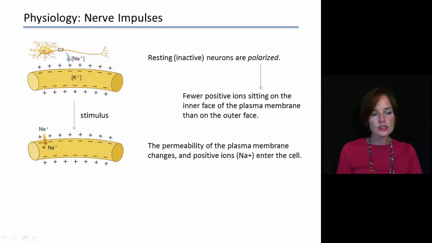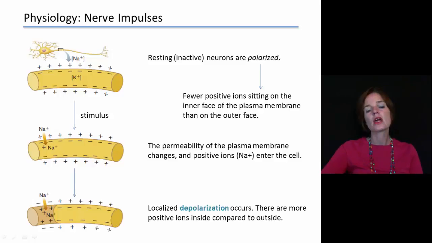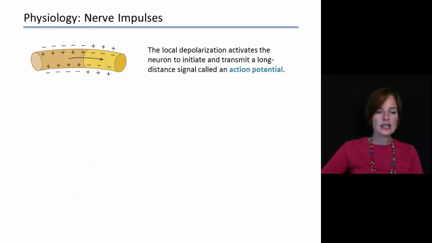So they're going to start to enter the cytoplasm, and we can see that happening on the end of the axon here in this image. And when this happens, we get localized depolarization. So by localized depolarization, we start to see an evening out of the charges. There are going to now be more positive ions inside compared to what we have outside the cell. That is then going to start to travel down the axon.